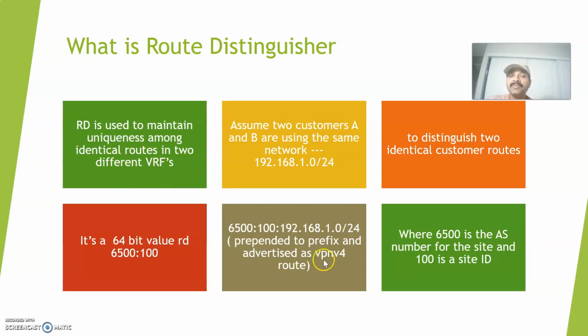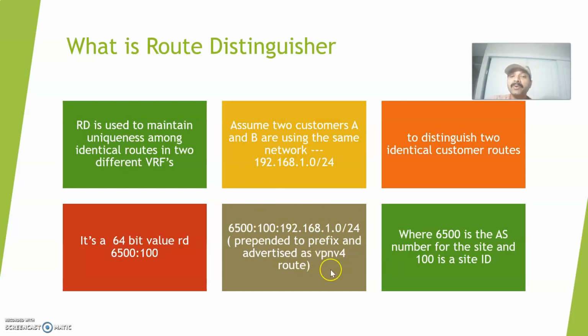So let us see what a VPNv4 route is. The RD, as already mentioned, is a 64-bit value. The format is ASN:NN, where ASN is an autonomous system number and NN is a site ID. This we call an RD. This is a 64-bit value and this is a prefix, which is another 32 bits. So totally it is a 96-bit value. The combination of RD and prefix is what we call a VPNv4 route.